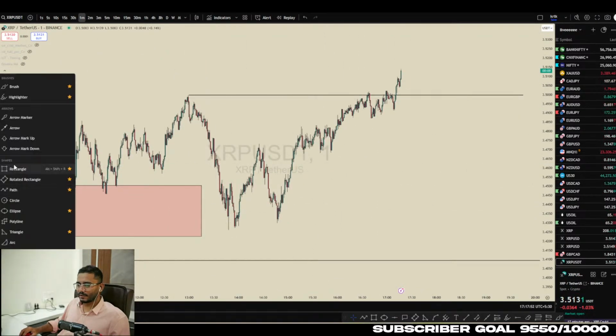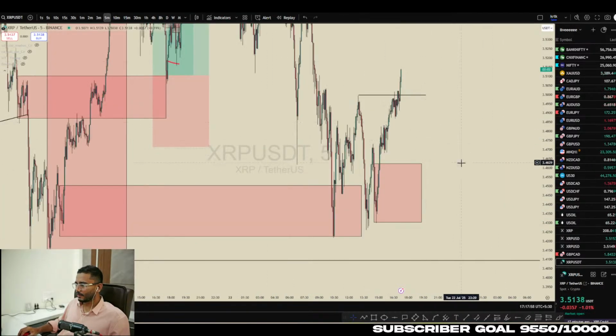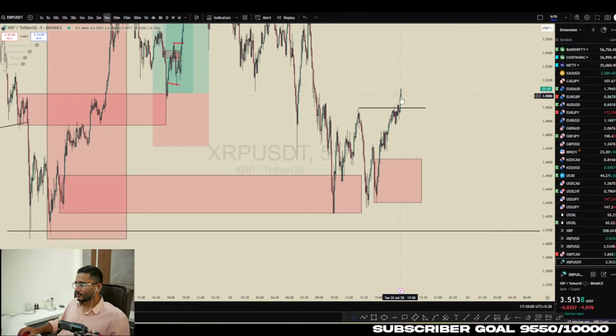Here we can see the inducement started from this order block. Okay. This is the order block we can use for our entry to the buy side. So price has broken the structure to the upside.